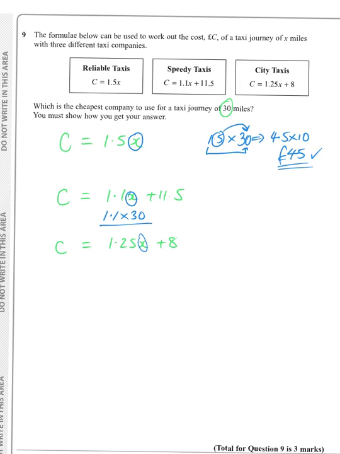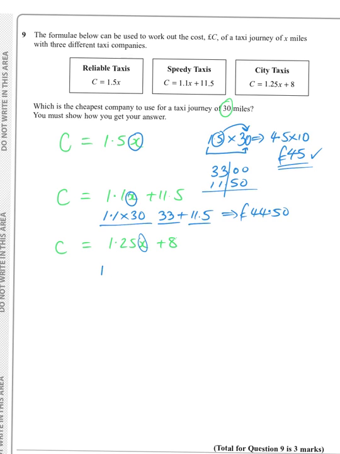So think about that. Well, 3 times 1.1 will be 3.3. So 30 times 1.1 will be 10 times more than 3.3, which will be 33 plus the 11.5, and that would give us £44.50. Okay, if you're not sure, just write these in columns and then you can just add them up. Okay, and you'd get £44.50.